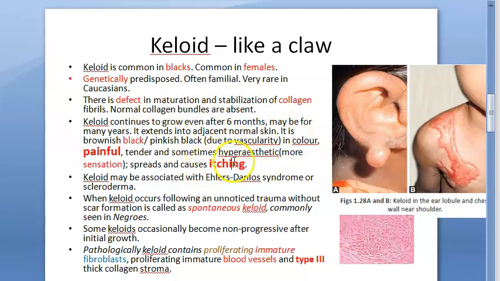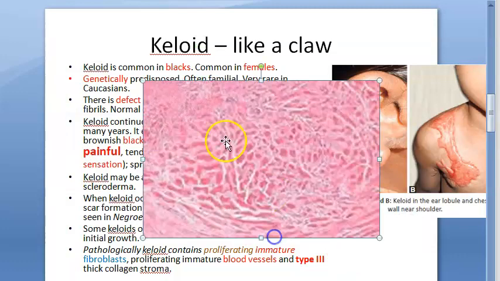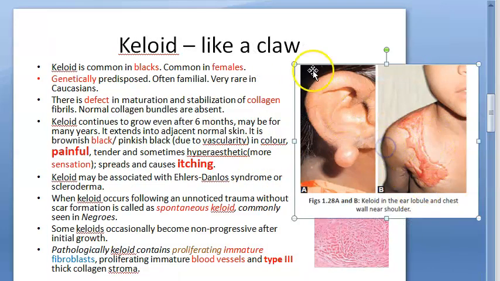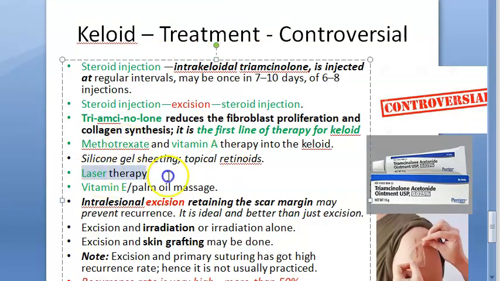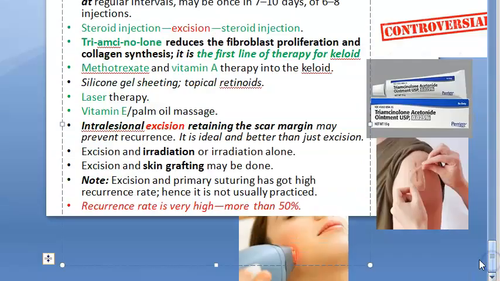And what are you seeing here? It is itchy, okay. It is kind of painful also, they are saying. And this type 3 collagen, look at this, blood vessels also will be there. That's why it's growing and growing, isn't it? And it's very difficult to treat. And this is a common area where it occurs, sternum and earlobe. And how to treat: steroid injection they are talking about, that is triamcinolone. And they are talking about laser therapy, vitamin E, excision, but this will recur, okay. This is controversial because they're saying it will recur. Very high chances of recurrence is there, okay.